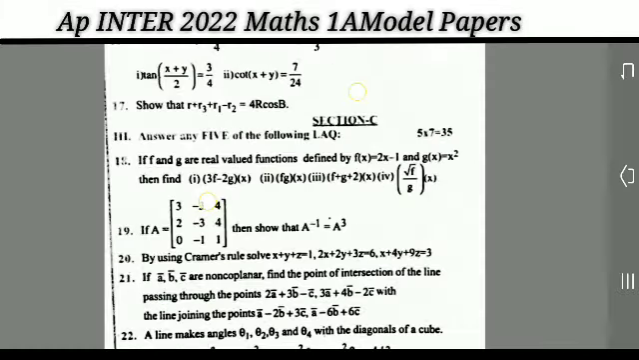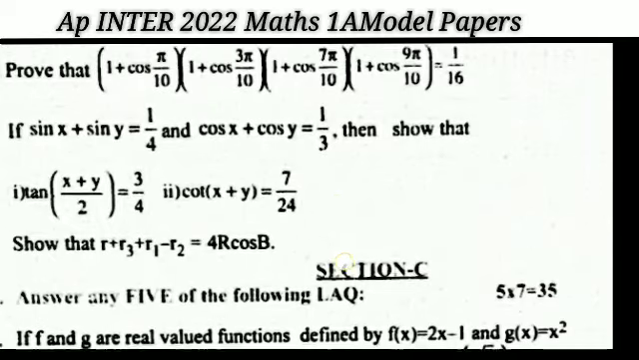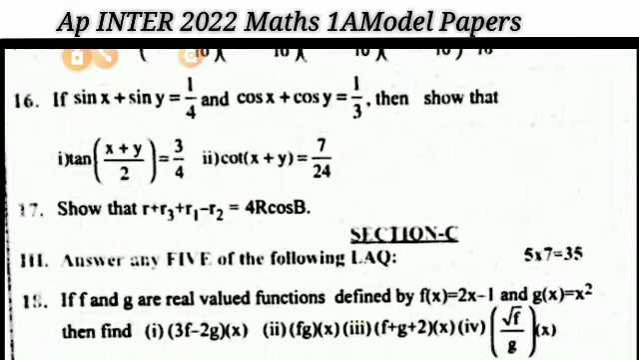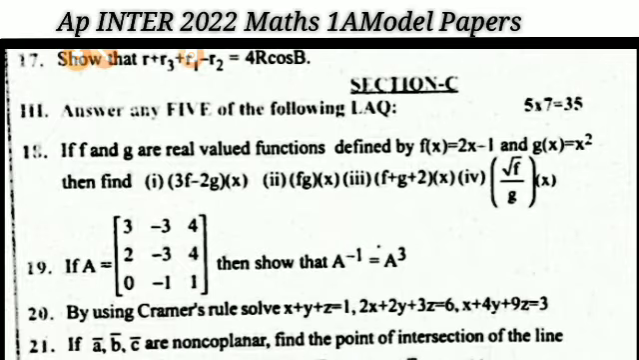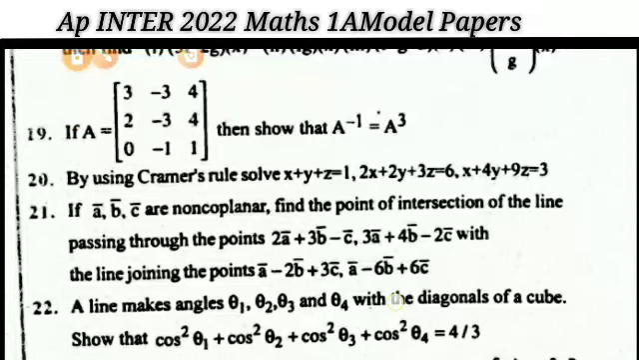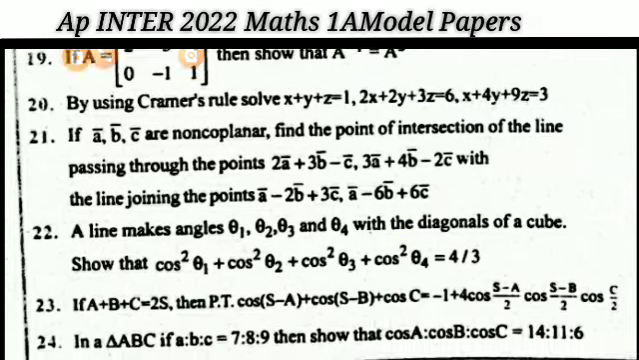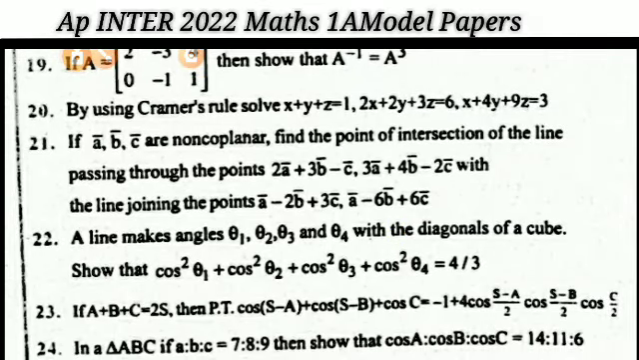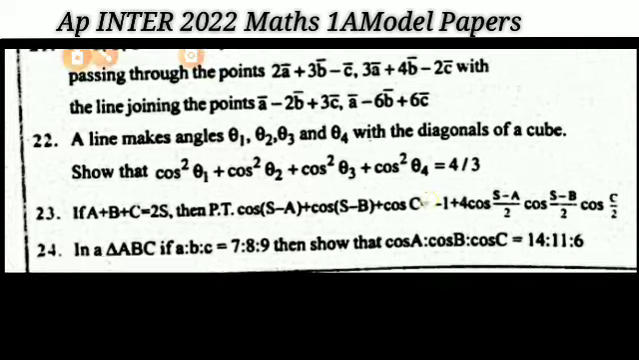14th question. 15th one, 1 by 16. 16th one, 17th one. See the questions, all of you. Next, 18th one, essay question. Most important question. This is the most important. Cramer's rule. Find the point of intersection. Show that this value is equal to 4 by 3. Okay, this is the question paper. So all of you practice all the questions of these papers. Check all the problems once.